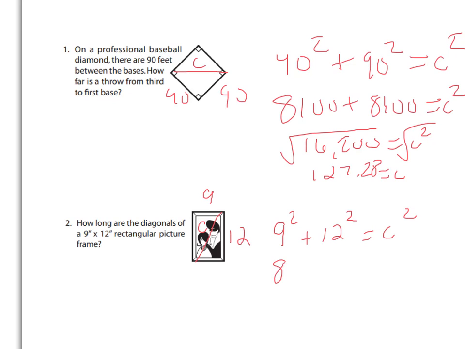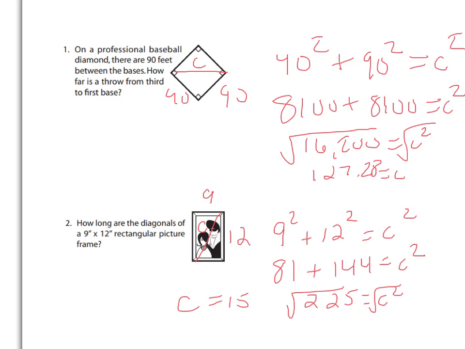And 9 squared is 81. 12 squared is 144. When I add those two together, I get a total of 225. When I take the square root of that, I find out that C equals 15.